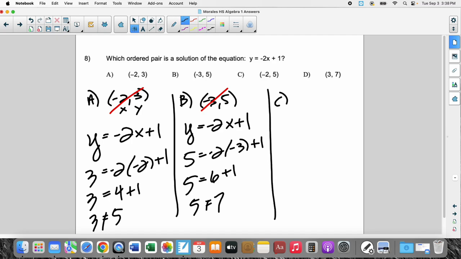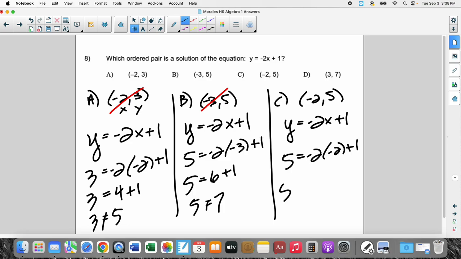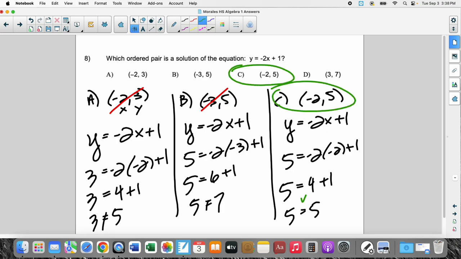And now we move on to the next point, and we're going to keep doing this until we get a statement that is true. So y is 5, x is negative 2, so 5 equals 4 plus 1, and yes, 5 equals 5. That's a true statement. So if it's a true statement, that means this is a solution to that equation.